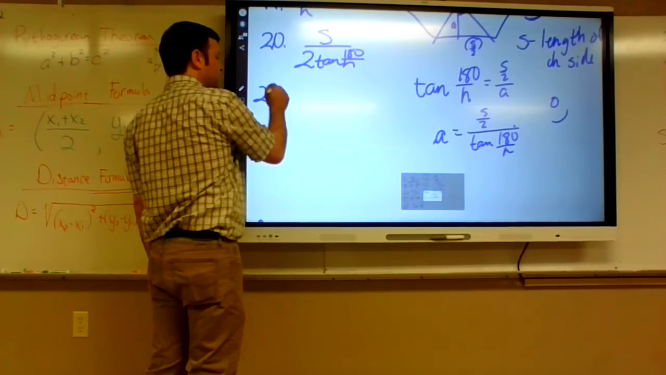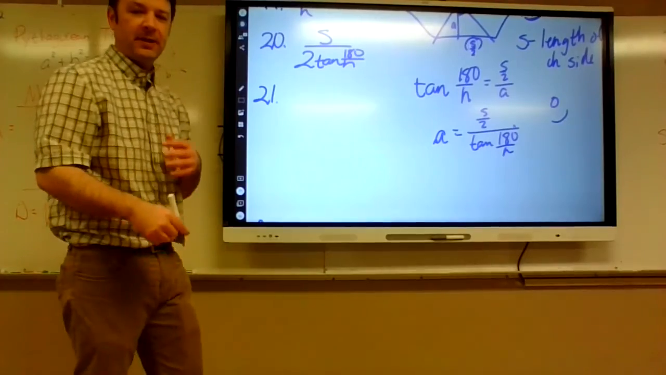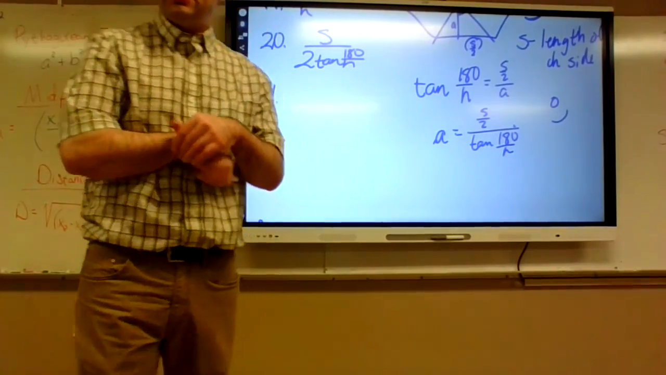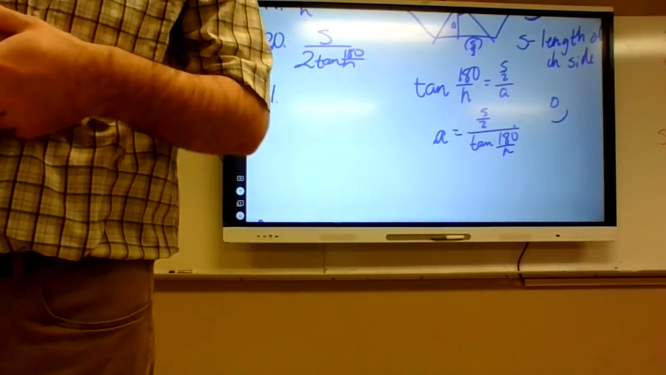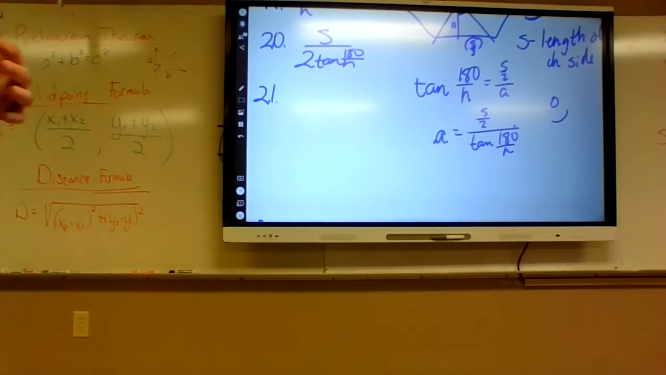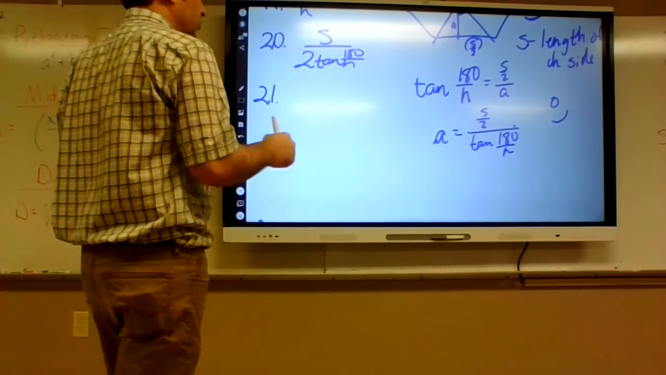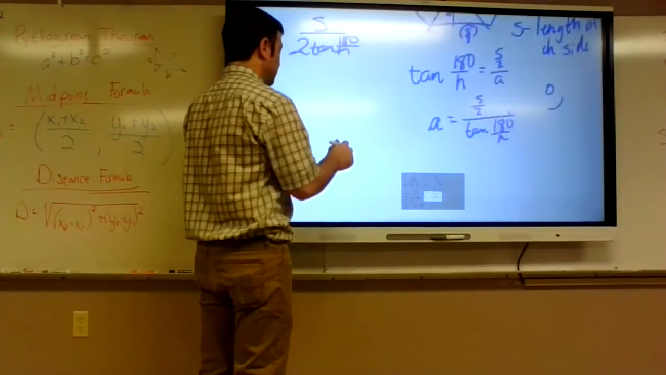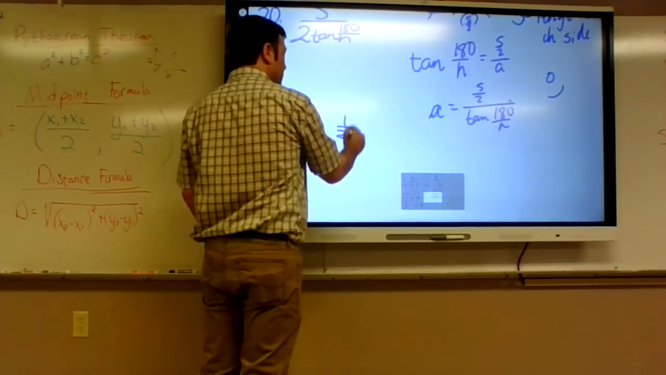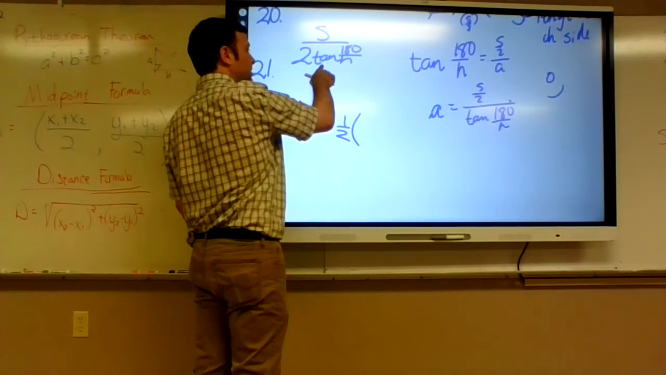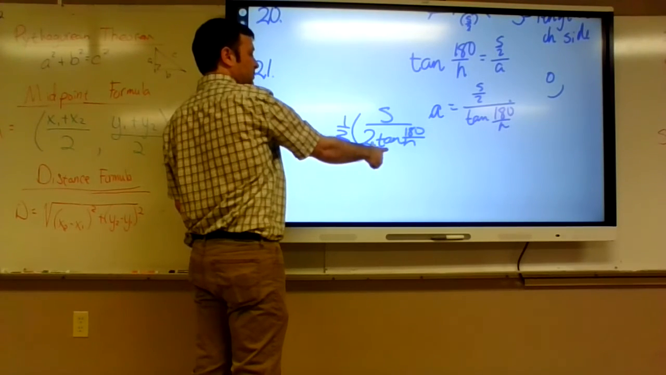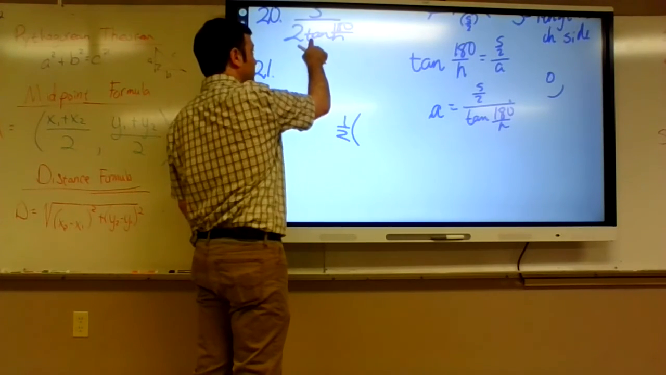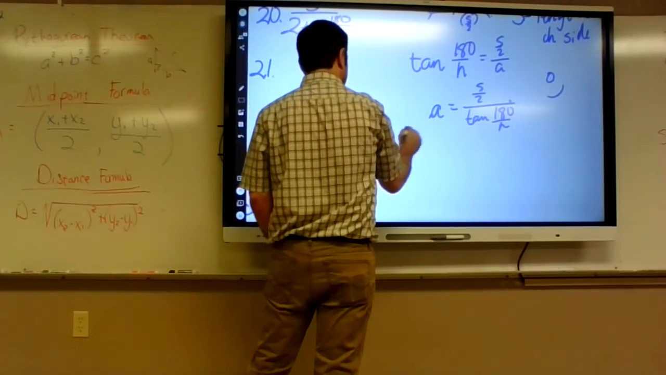Okay, last question, also challenging. It says, find the area of the n-gon. So what was the area formula we talked about for number 18? One half times apothem times perimeter. Now, we just said the apothem was this thing right here. So that goes right there, half times that times the perimeter.